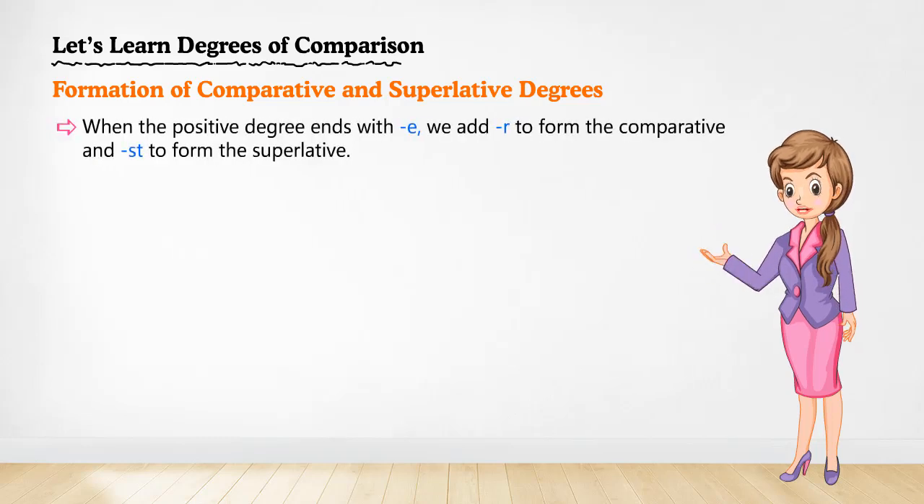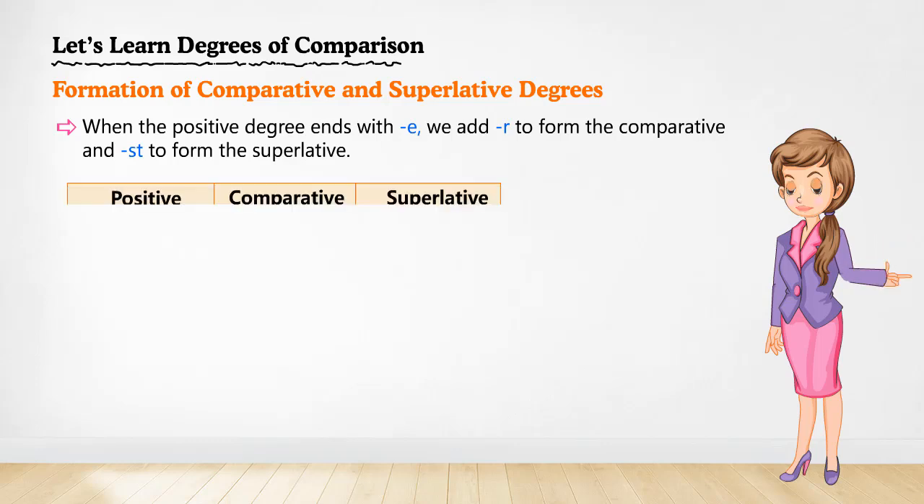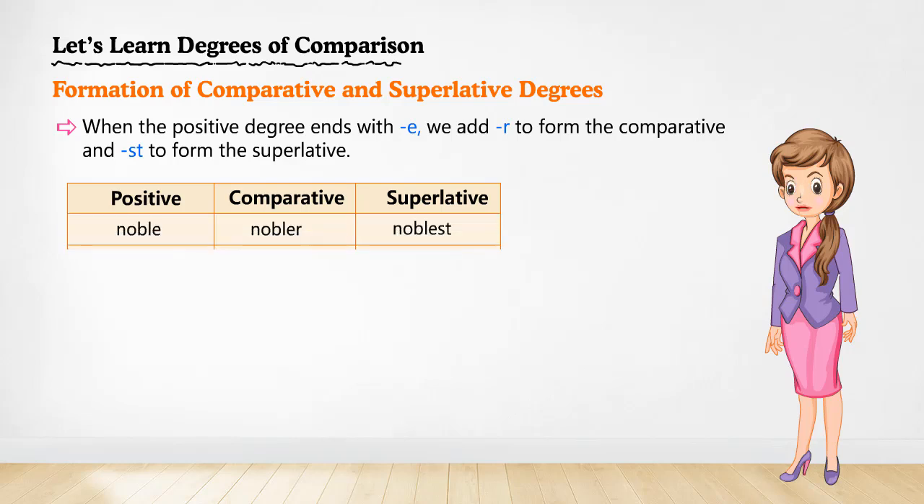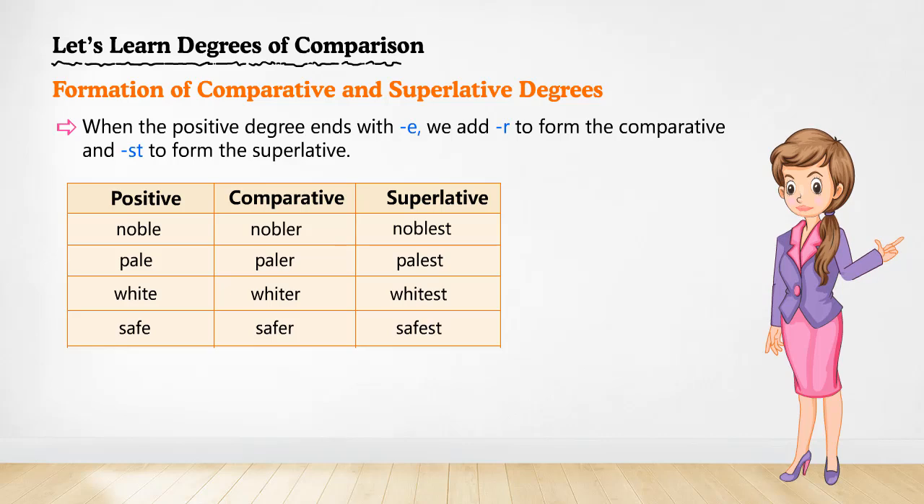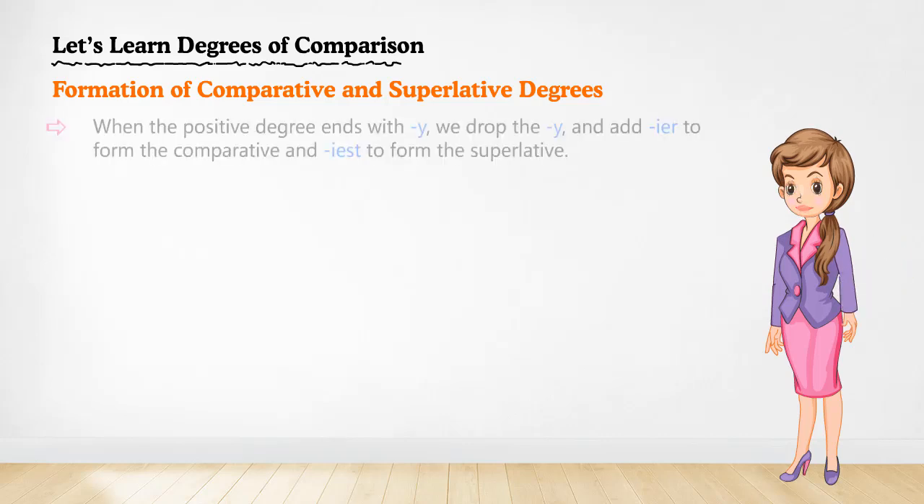When the positive degree ends with e, we add r to form the comparative and st to form the superlative. Positive, comparative, superlative. Noble, nobler, noblest. Pale, paler, palest. White, whiter, whitest. Safe, safer, safest. Wise, wiser, wisest.